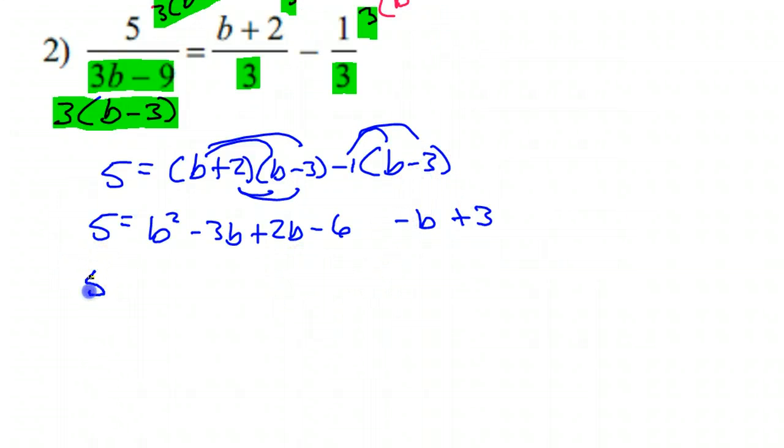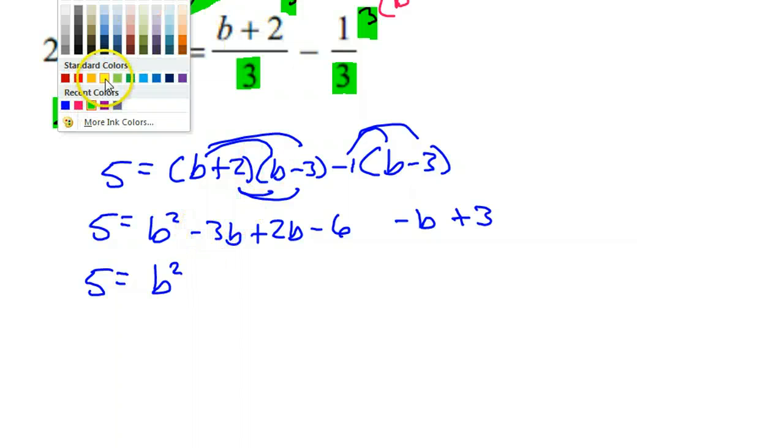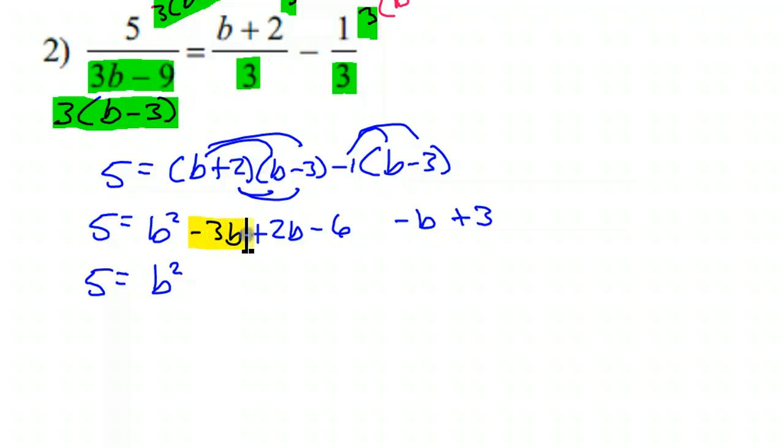Combining like terms, b squared doesn't have any like terms, so b squared. Now, the b's, I actually have 3 of these b's. So I've got these two and this one. Those are all b's. So negative 3b plus 2b, that's negative 1b, and then another negative 1b, that's going to make negative 2b.